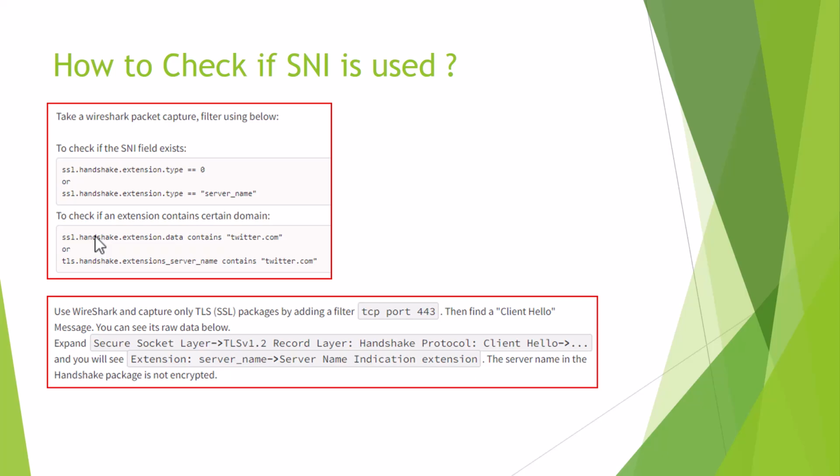This one is the same thing, but a lengthy process. You take a packet capture, you filter only the SSL types of requests using TCP port 443. You find the client hello there. You expand the Secure Socket Layer, then TLS version 1.2 record layer, then go to the handshake protocol, then client hello, and then you would reach the extension that says server name for SNI. So a little bit lengthy, but this is the actual process. The first one that you see on the top is actually a shortcut.